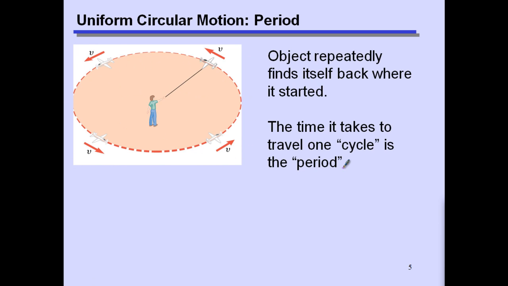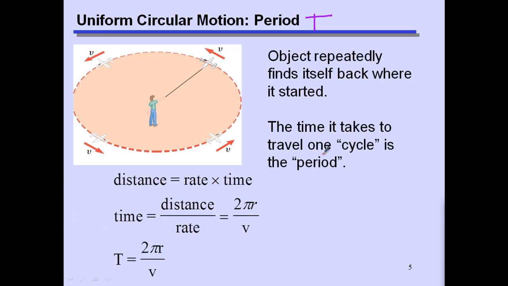So we're going to talk about the period first, that capital letter T. The object repeatedly finds itself back where it started. So if it starts here, it's going to come around in a circle, it'll be right back there. Now the time it takes to travel one full rotation is called the period. Like the period for the moon is 28 days, the period for the Earth around the sun is 365 days, so those are all periods.